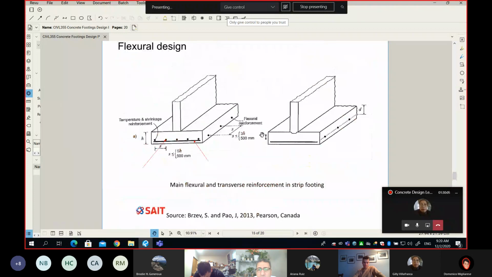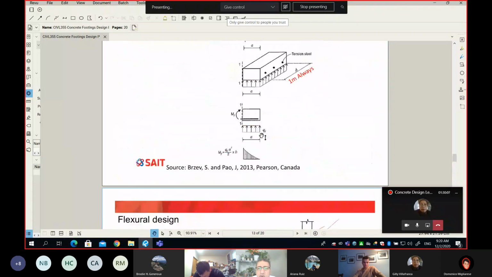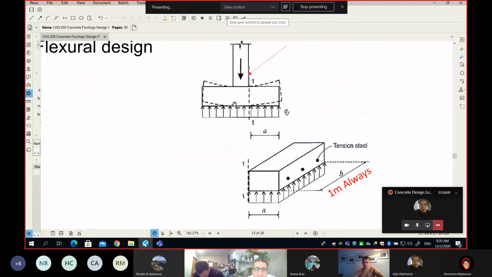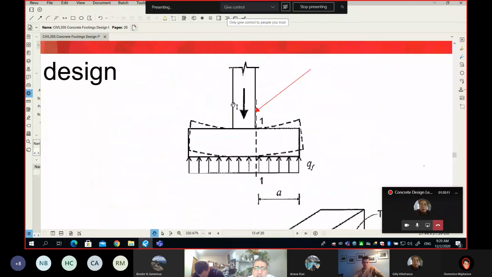The slab or the footing will bend this way. Please watch this. This is a very nice picture. It tells you what's happening. As you push down, the soil will react and it will bend the footing this way. Cantilever from both sides. Where is the critical section? It's at the face of your wall.